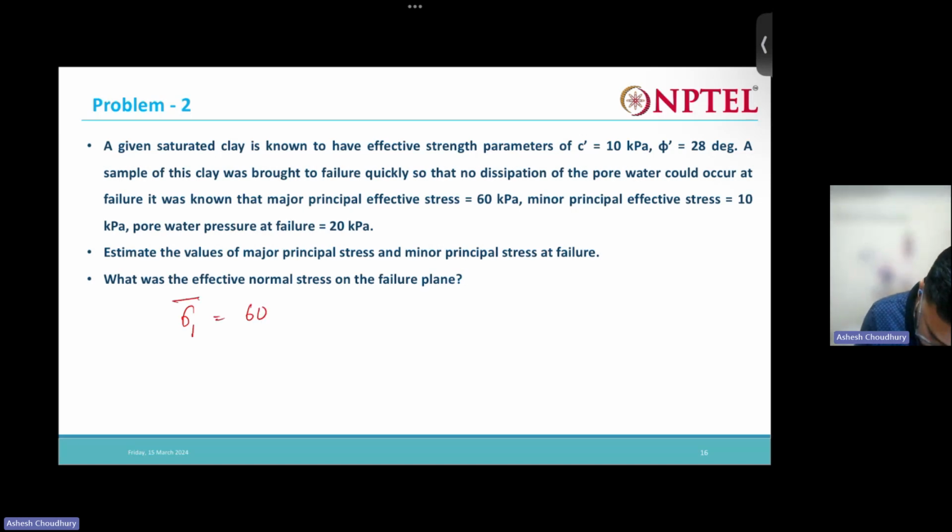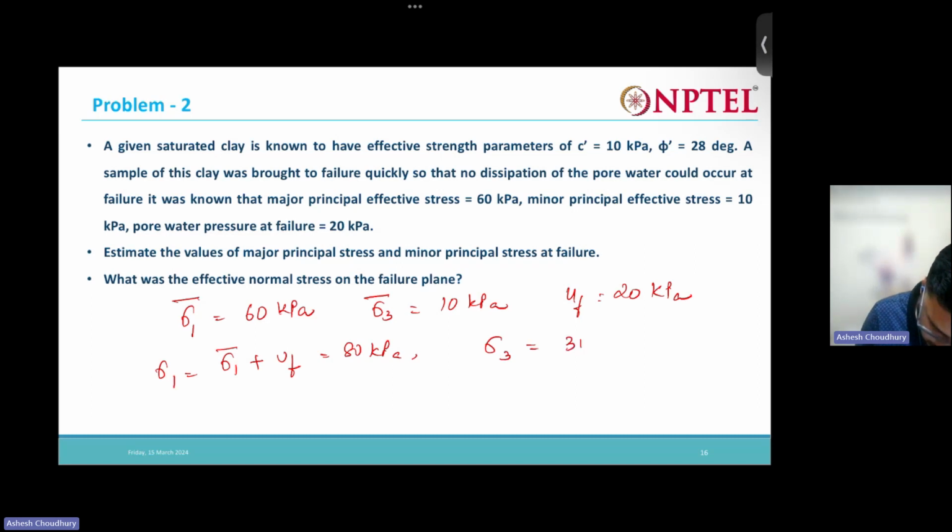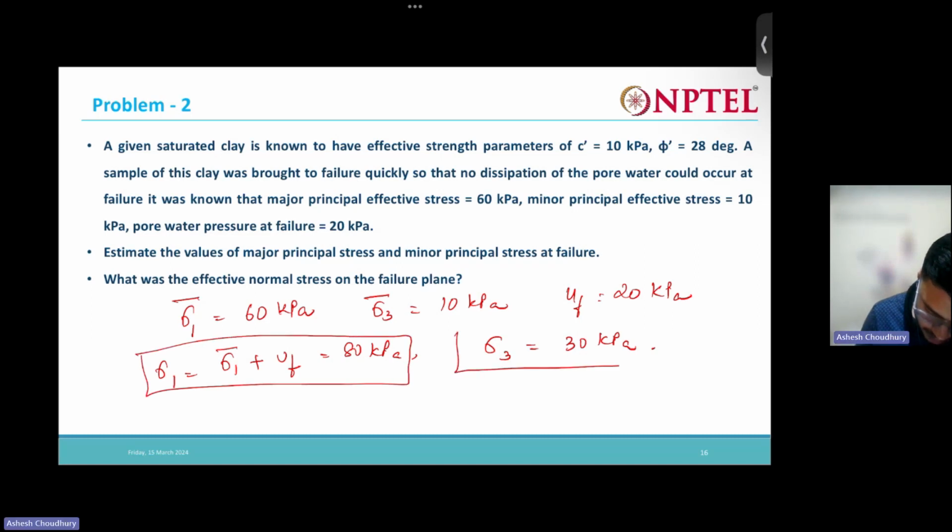Major principal effective stress is 60 kPa, minor principal effective stress is 10 kPa, and pore water pressure at failure is 20 kPa. Sigma 1 will be 80 kPa, and sigma 3 equal to 30 kPa. Right, so these are the values.